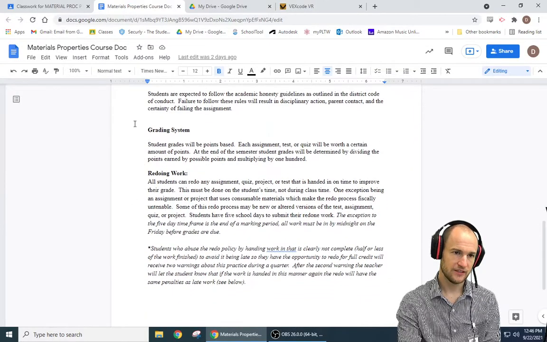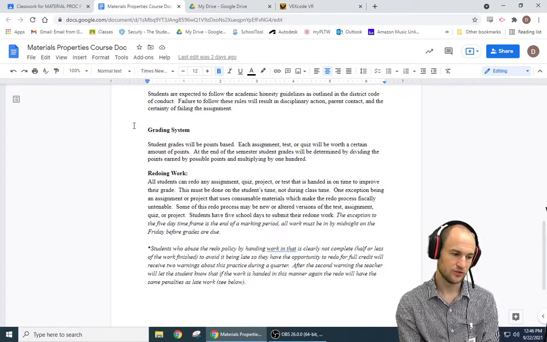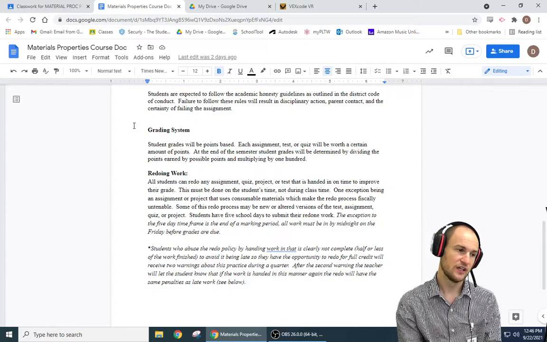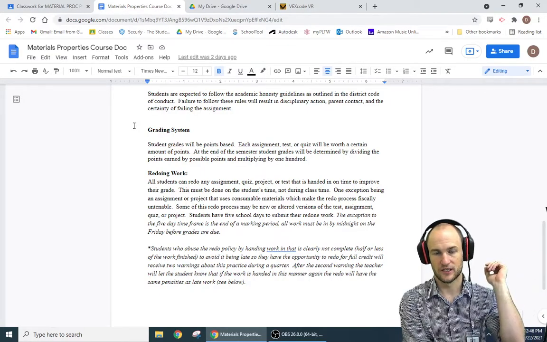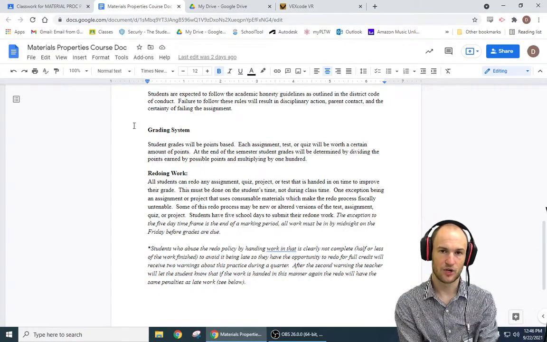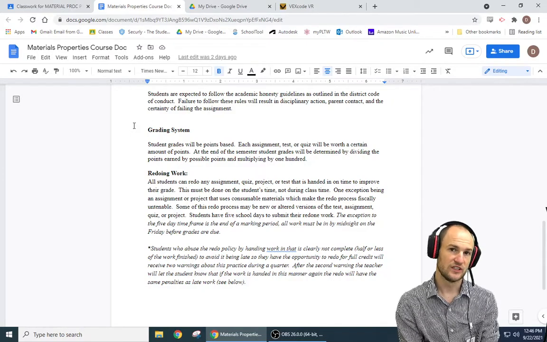In terms of academic honesty, that's pretty straightforward. If your child's caught cheating, there will be some kind of repercussions. Most likely that will deal with administration. But I don't really have that big a problem with cheating in the CTE courses since they're mostly project based.